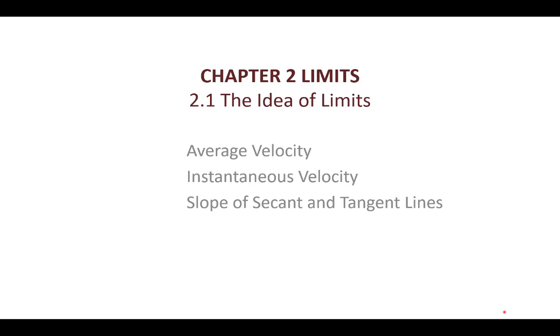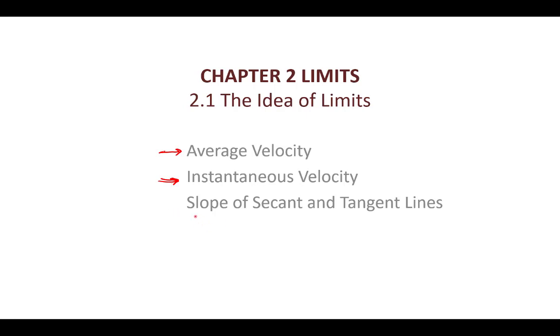Welcome back. Today we begin Chapter 2, the idea of limits. And we want to look at two essential ideas, that is average velocity and instantaneous velocity. Average velocity is velocity over a certain period of time, where instantaneous velocity is the velocity at an instant. How fast is something going at one particular instant?